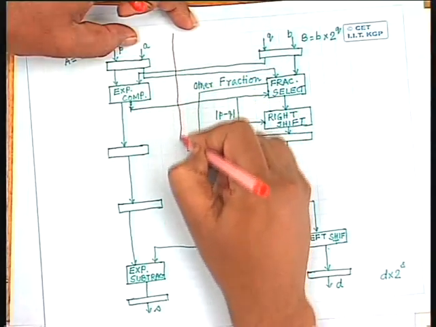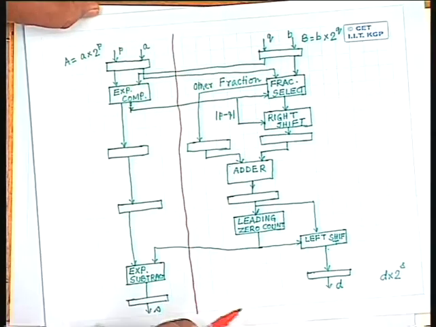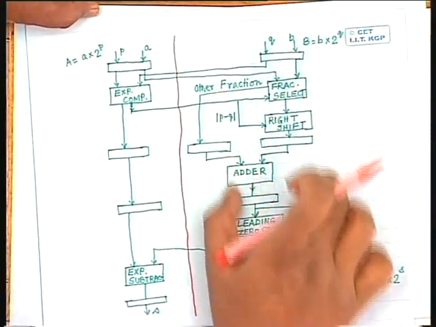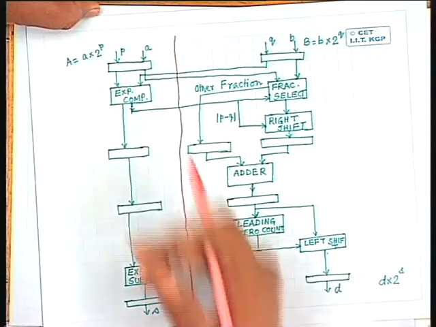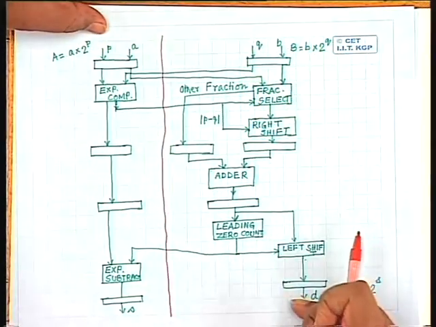I can simply demarcate between two paths. This side deals with the exponent, this side deals with the fraction. The number of stages I have to have on the exponent side has to be the same as the number of stages I have to have on the fraction side.